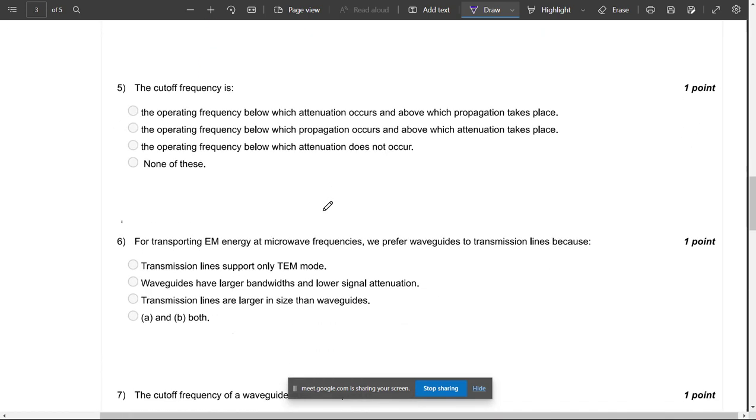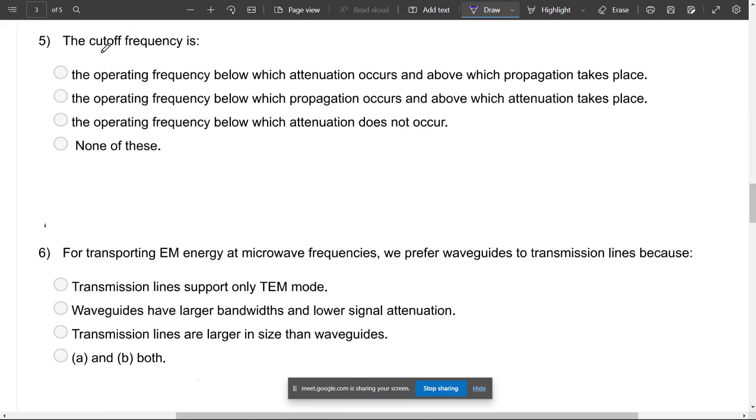Okay, let's go to question number 5. The question says the cutoff frequency is: the operating frequency below which attenuation occurs and above which propagation takes place. Second option: the operating frequency below which propagation occurs and above which attenuation takes place. Third: the operating frequency below which attenuation does not occur. Fourth: none of these. So which option do you think might be the correct option?